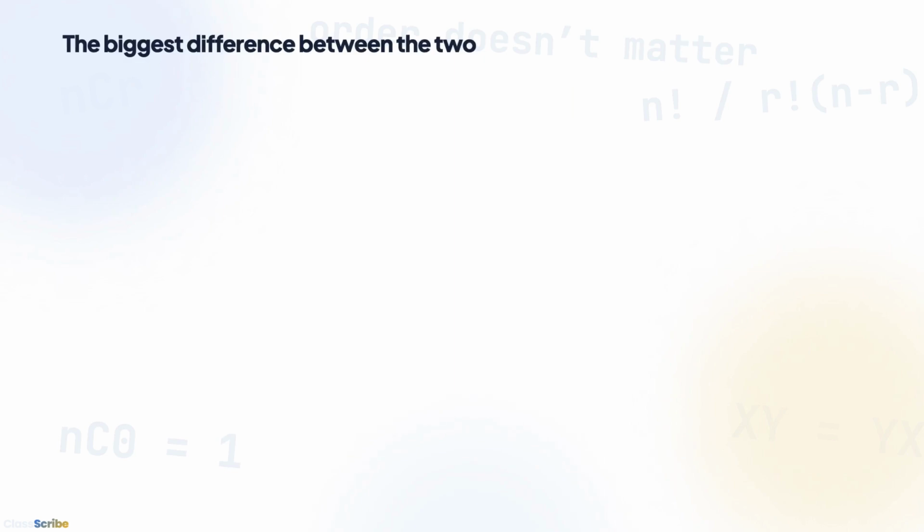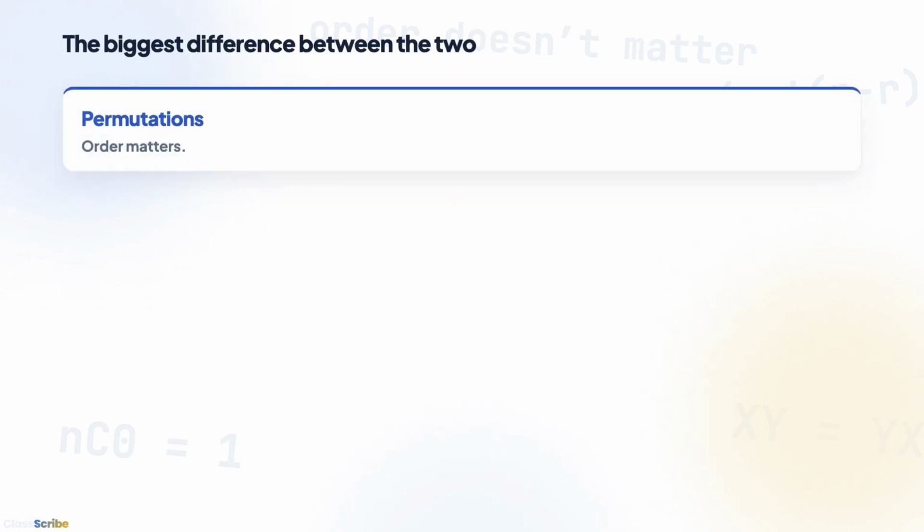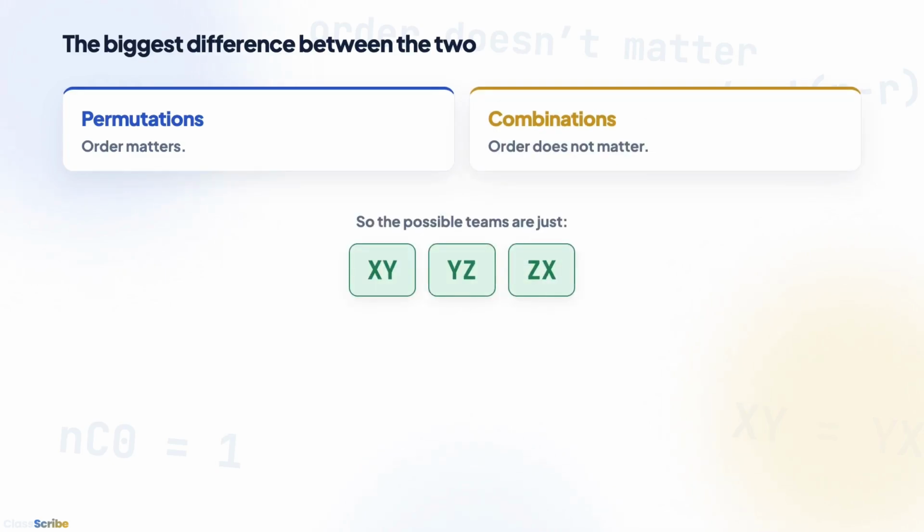This is the biggest difference between permutations and combinations. In permutations, order matters. In combinations, order does not matter. So the possible teams are simply XY, YZ, and ZX. That means there are only three possible teams.